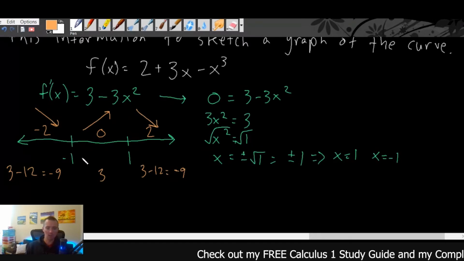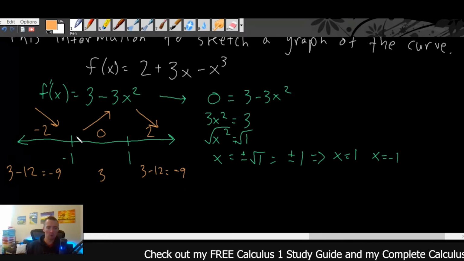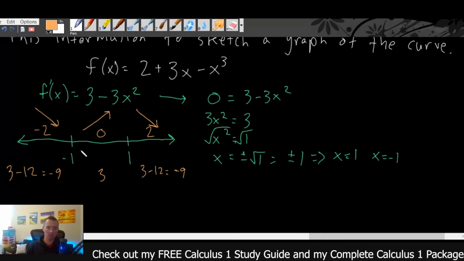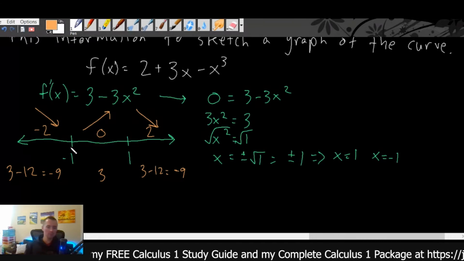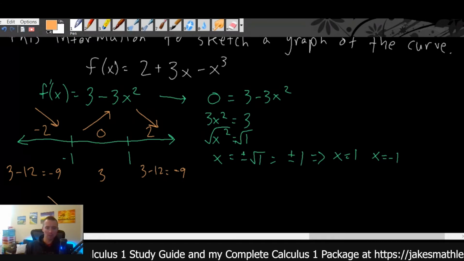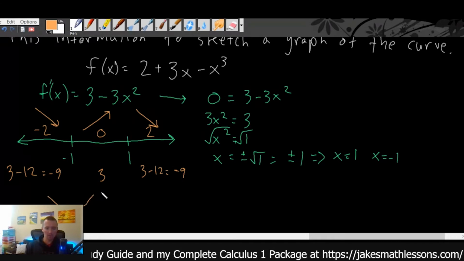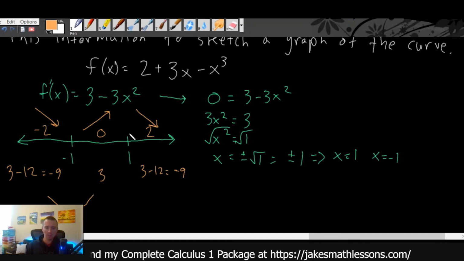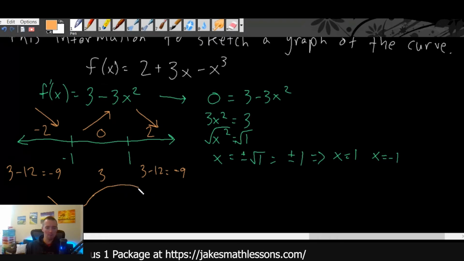So we can see that we have a critical number, or a critical point basically, at x equals -1 and at x equals 1. And that x equals -1 is going to be a minimum because we're decreasing to the left, increasing to the right. X equals positive 1 is going to be a maximum because we're increasing to the left and decreasing to the right.